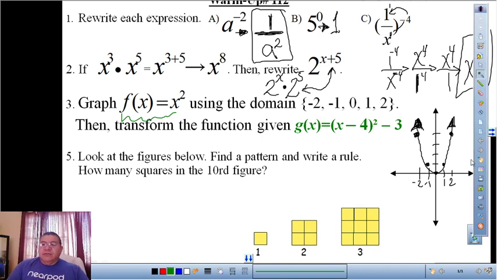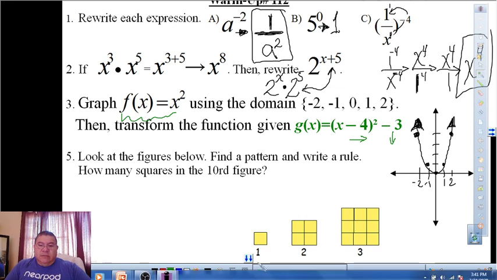Alright, so as you're doing that, so this tells us that the whole function is going to move what? Let's see, I see move to the right 4 and 3 down. Thank you, Raya. That is correct. To the right 4 and 3 down. So every point we move it to the right 4 and 3 down.